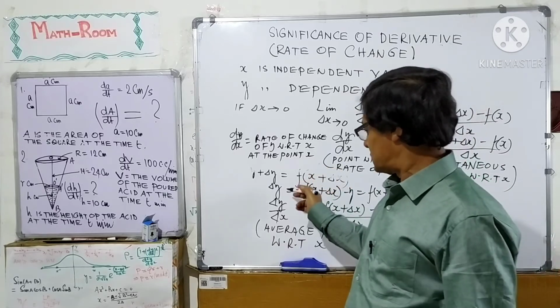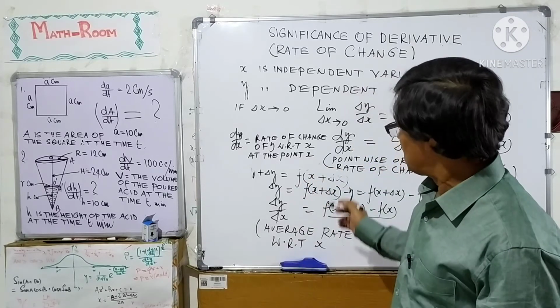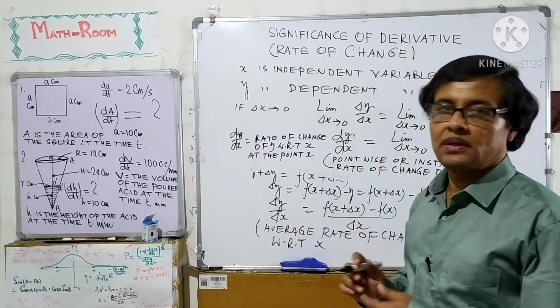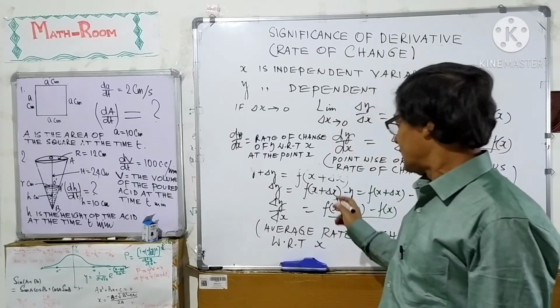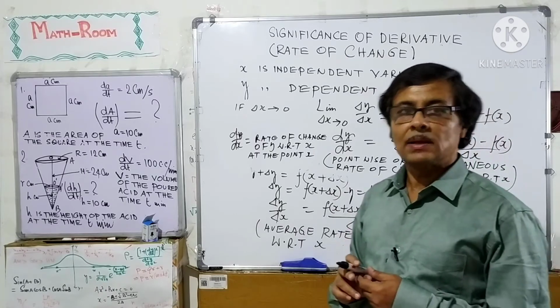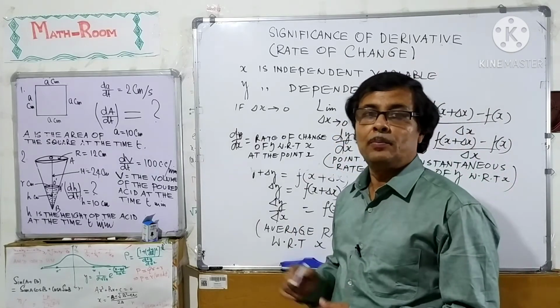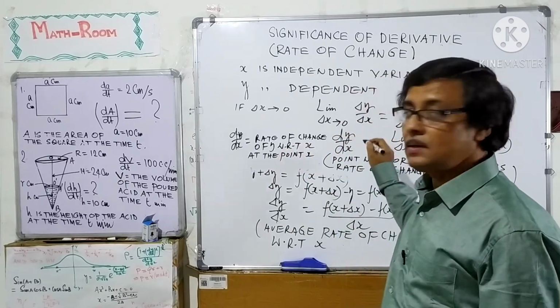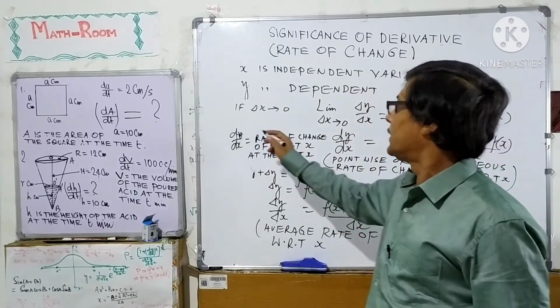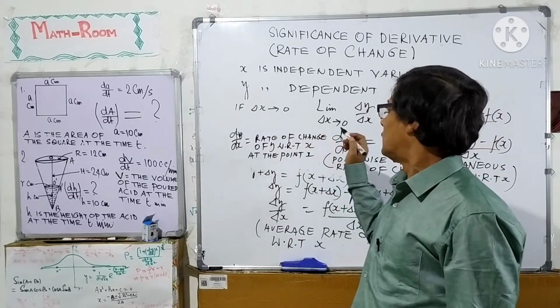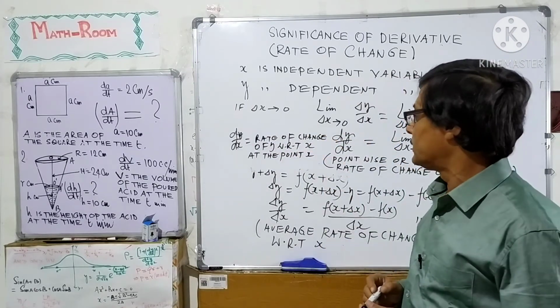Del y over del x means the average rate of change of y with respect to x in the interval x to x plus del x, and dy/dx is the pointwise, that is, instantaneous rate of change of y with respect to x, the rate of change of y with respect to x at the point x.